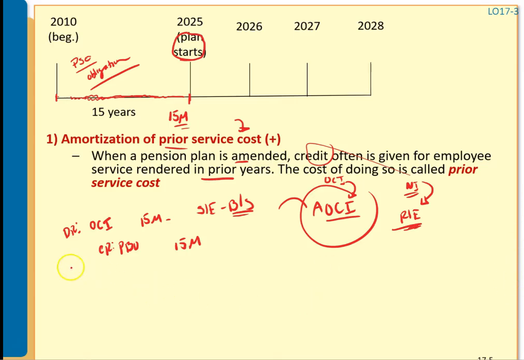So back to here, right? And let's just say our plan started 1/1/25. We would record this entry: debit OCI 15 million, credit projected benefit obligation.